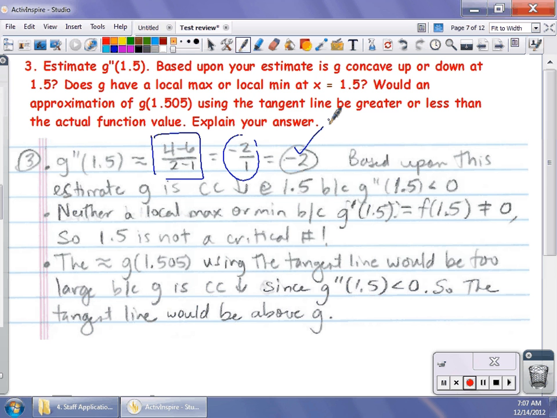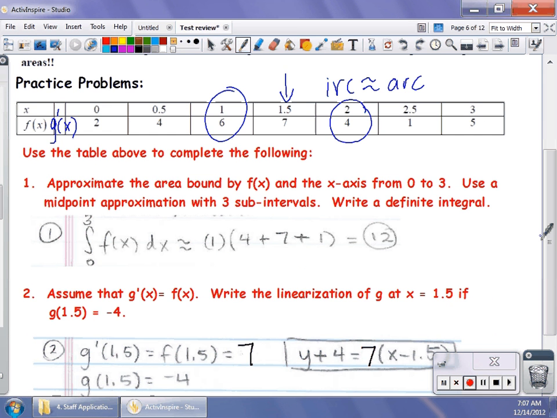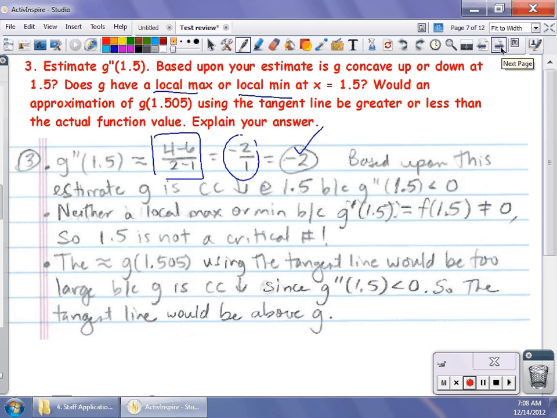Next statement, does the original function g have a local max or a local min at x equal to 1.5? Well, we can't really determine that because nowhere in the table or anywhere else has it been established that 1.5 is a critical number. Well, actually we do know, and 1.5 is not a critical number. If you look back over here, the first derivative, remember we said this is g prime of x. Since the first derivative at 1.5 is 7, then 1.5 is not a critical number, so it doesn't even have a possibility of being a local max or a local min.